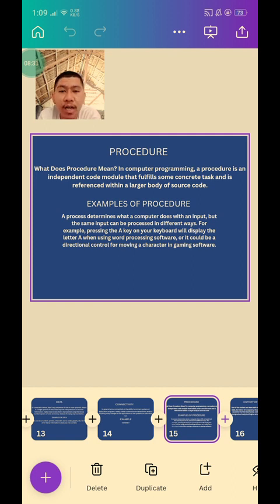Example of procedure. A process determines what the computer does with an input, but the same input can be processed in different ways. For example, pressing the A key on your keyboard will display the letter A when using word processing software, or it could be a directional control for moving a character in gaming software.